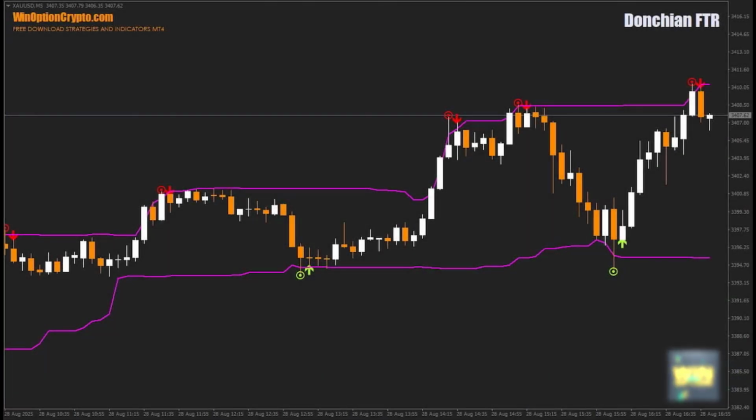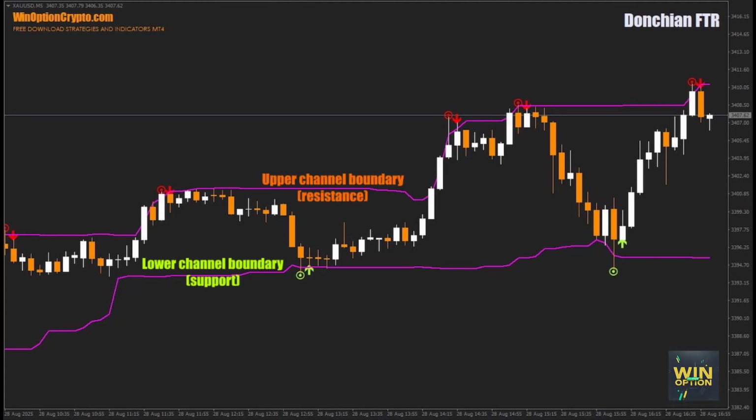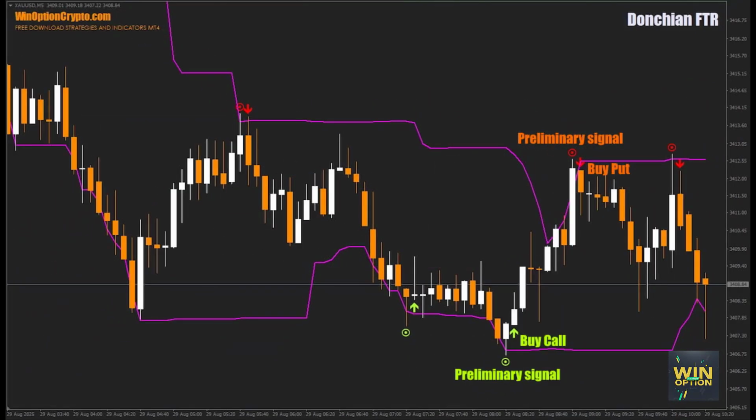Donchian FTR consists of two main lines that form a price channel. Its upper boundary reflects the dynamic resistance level, and the lower boundary reflects the support level. A modification of this tool that calculates average values exists, but Donchian FTR doesn't have this feature. This indicator generates two types of trade entry signals: a preliminary signal shown as a small circle with a dot and a main signal shown as an arrow. Signals for buying call options are displayed in light green, while signals for buying put options are shown in red, which makes working with Donchian FTR simple and convenient even for beginners.